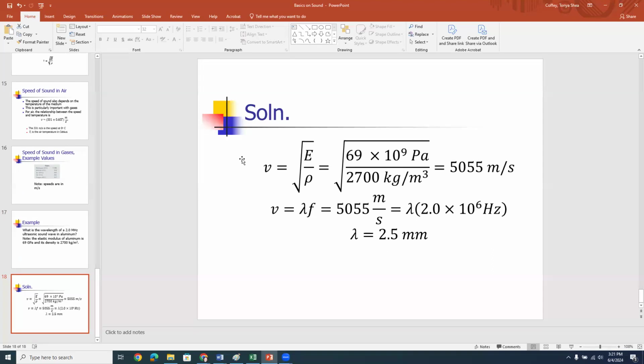Now this speed is also, remember, equal to lambda f, the wavelength times the frequency. That's always true for waves. You can say that v is equal to lambda f is always true. So you set that equal to your 5,055 meters per second for your speed, and that's equal to the wavelength times the frequency. The frequency was given as 2 megahertz, or 2 times 10 to the 6th hertz. So now you can divide both sides of that equation by 2 times 10 to the 6th, and end up with a wavelength of 2.5 times 10 to the minus 3, or 2.5 millimeters. So that would be the wavelength.